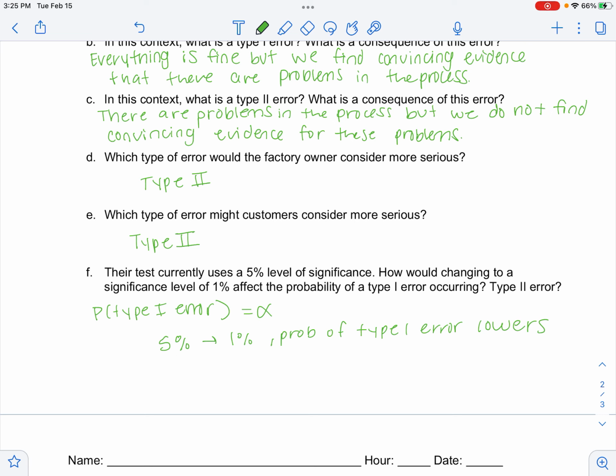Now, what about a type 2 error? Well, if a type 1 error lowers, this means that it becomes harder for us to reject the null. If it's harder to reject the null, that means it's easier that we don't reject the null, which is increasing the likelihood that we make a type 2 error. So simply because the type 1 error decreases, that leads to an increase in type 2 error.